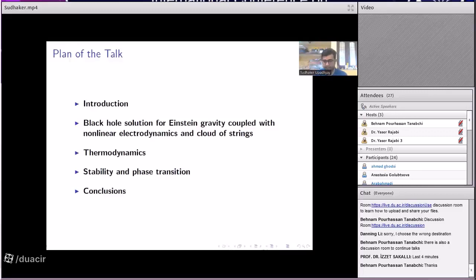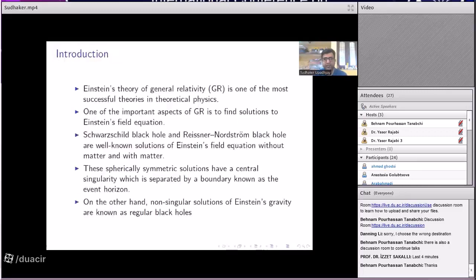So let us start my talk by introducing the model. Here you see the Einstein theory of general relativity, known as GR, is one of the most fundamental and successful theories of theoretical physics. And one of the important aspects of GR is to find solutions of the Einstein field equation. And this is a very cumbersome job. It's not very easy to find a black hole solution of the field equations.